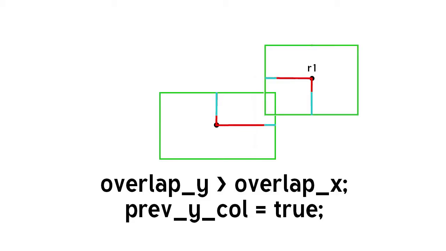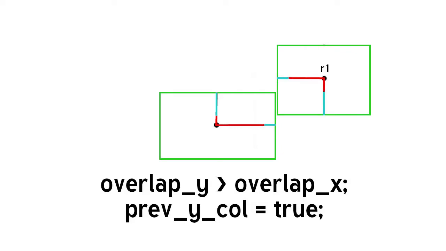If overlap y is greater than overlap x, then R1 is close to the right or left edge of R2. Set prevYCol value to true and displace R1 to the right or left of R2. In this case, R1's center is on the right of R2's center, so displace R1 to the right of R2.